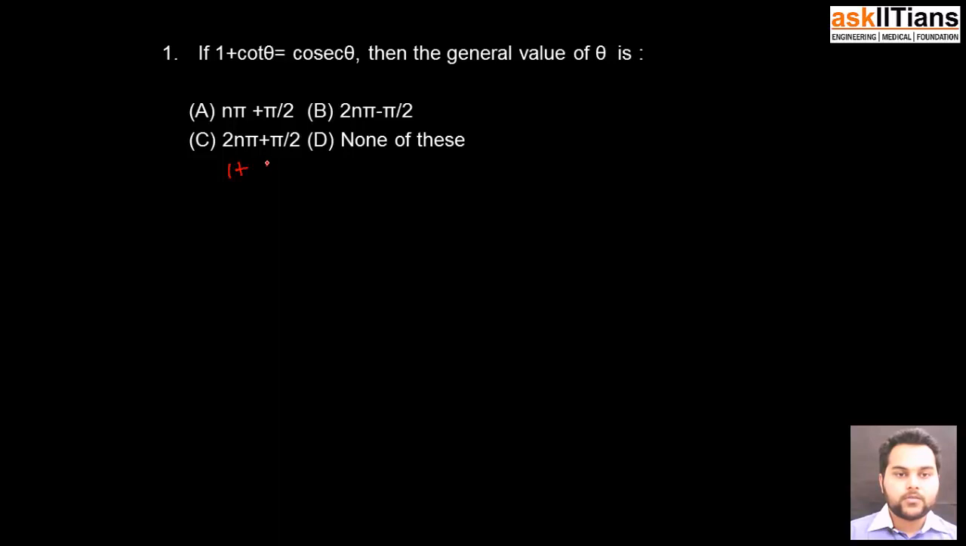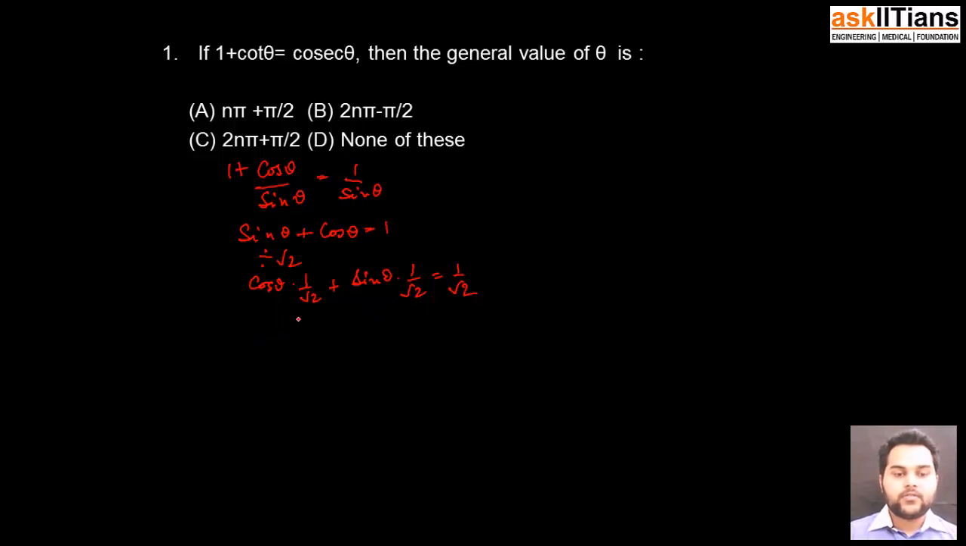I will convert it in terms of cos and sine. That will give me 1 plus cos theta upon sine theta is equal to 1 upon sine theta. I can write it as sine theta plus cos theta is equal to 1. Now divide it by root 2 both sides. So that shall give me cos theta into 1 by root 2 plus sine theta into 1 by root 2 is equal to 1 by root 2.